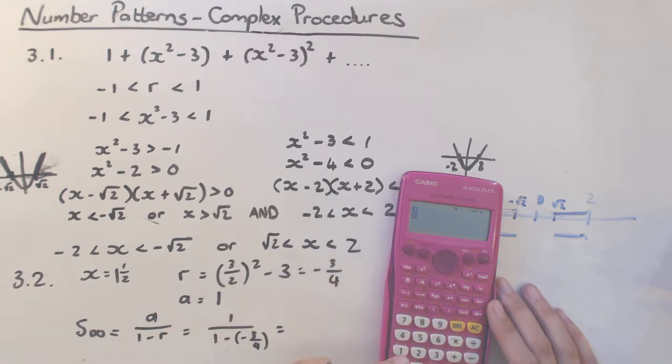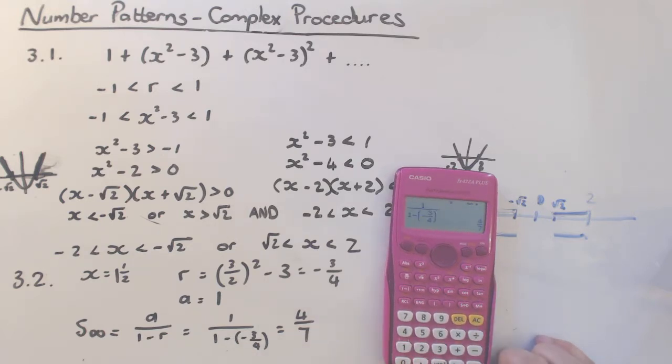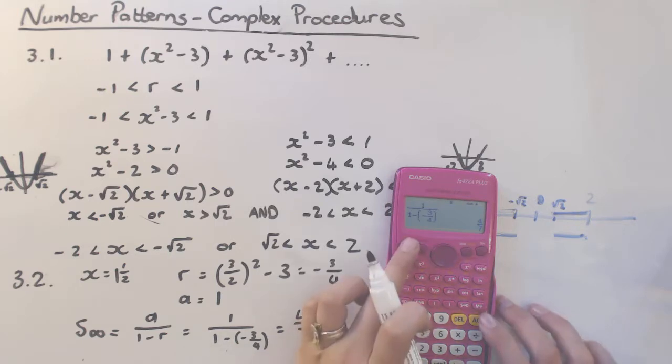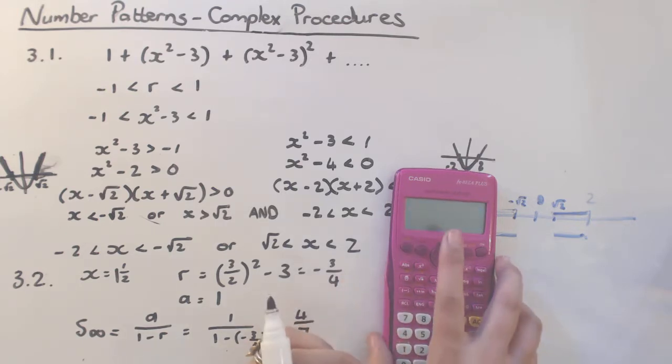So I've got a fraction 1 over 1 minus, the previous answer was minus 3 over 4, and that gives me 4 over 7. Or if you don't trust that function, you can just substitute minus 3 over 4 there also, exactly like that, and that gives me 4 over 7, so that's the sum to infinity. Right, question 4.